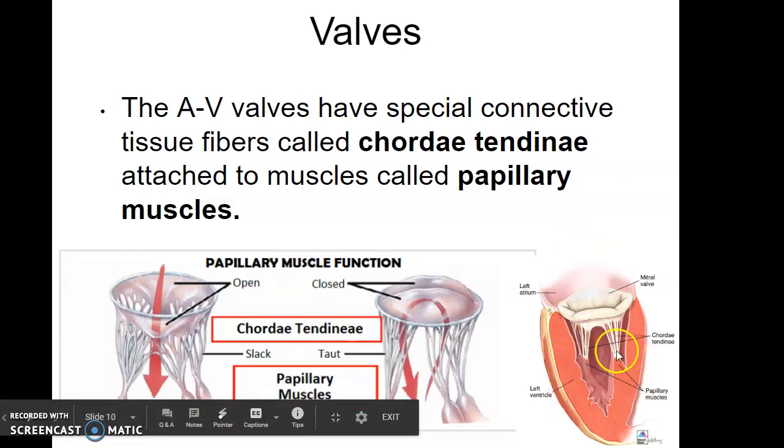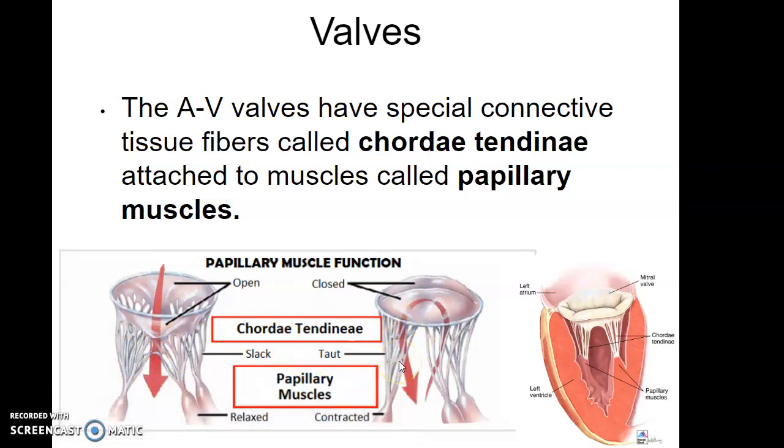The first is called the papillary muscle. There's these little muscles that stick up and they act as basically a base for the second structure I'm going to talk about to attach to. And the second structure are called chordae tendineae. And you can see them better in this picture here. Chordae tendineae are ridiculously strong. They are tough connective fibers.